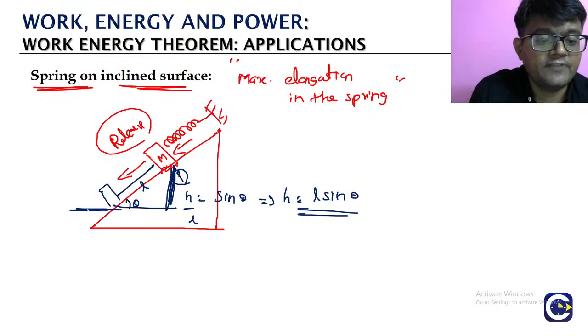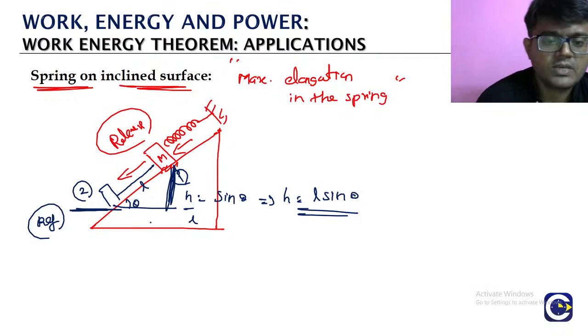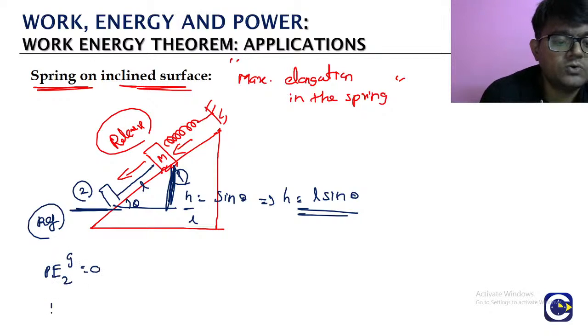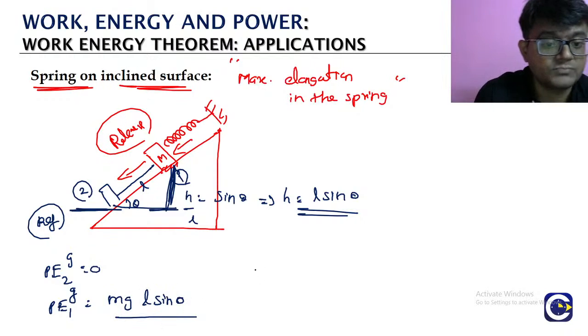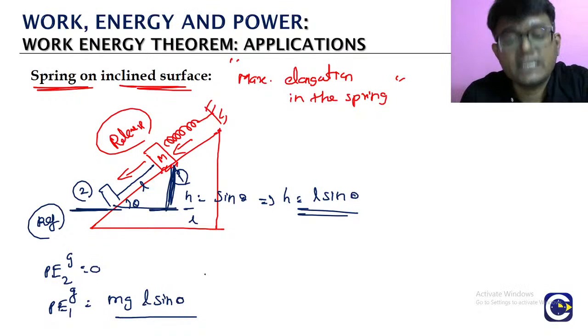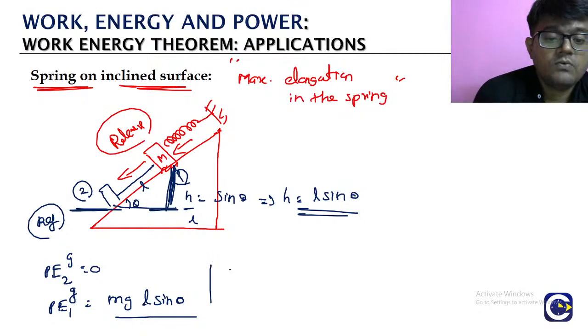So if you take the final point as the reference, point 2 is the reference line for the gravitational potential energy. So PE2 gravitation is what? 0. What about PE1 gravitation? We're talking about the potential energy of the mass m. It is at a height h above the reference. So m g h is what? m g L sine theta. Usually they will give us the theta value. Okay.